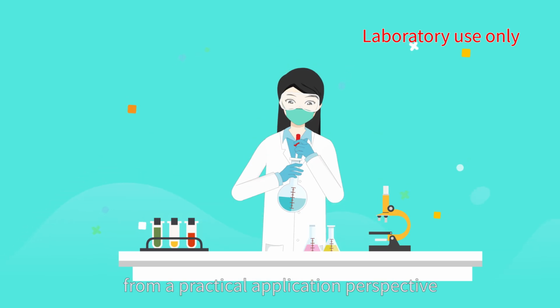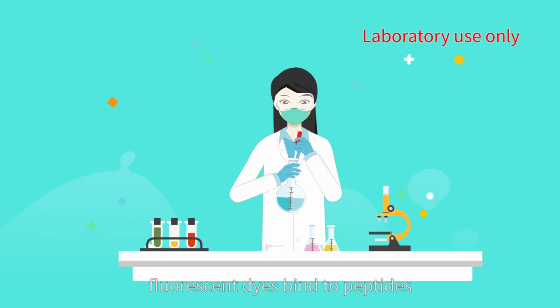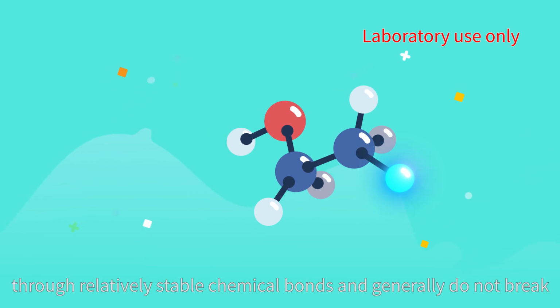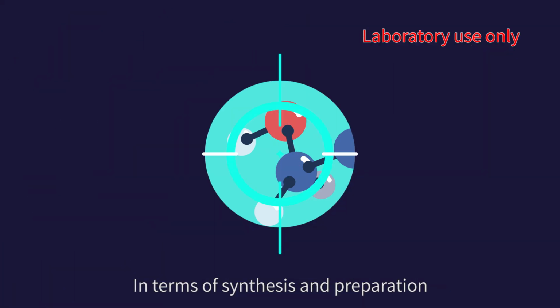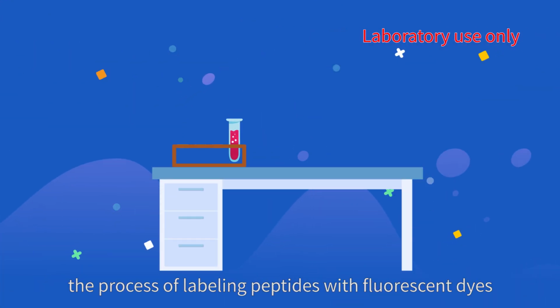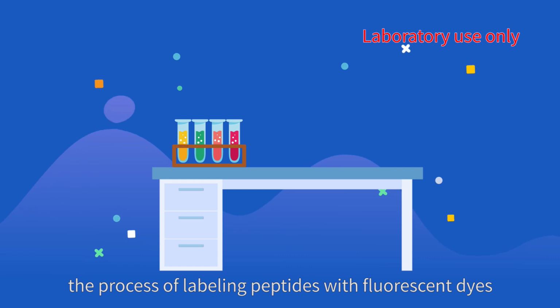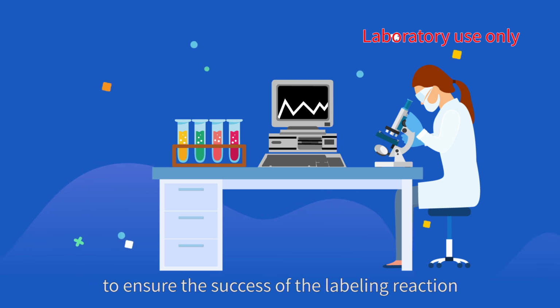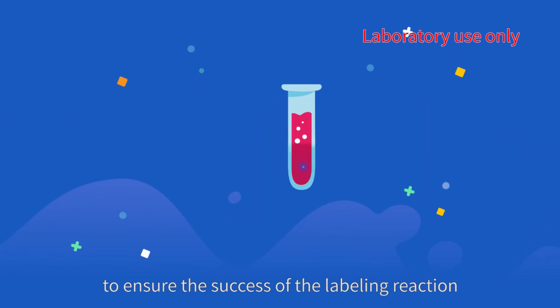Normally, from a practical application perspective, fluorescent dyes bind to peptides through relatively stable chemical bonds and generally do not break. In terms of synthesis and preparation, the process of labeling peptides with fluorescent dyes undergoes strict mass spectrometry detection to ensure the success of the labeling reaction.